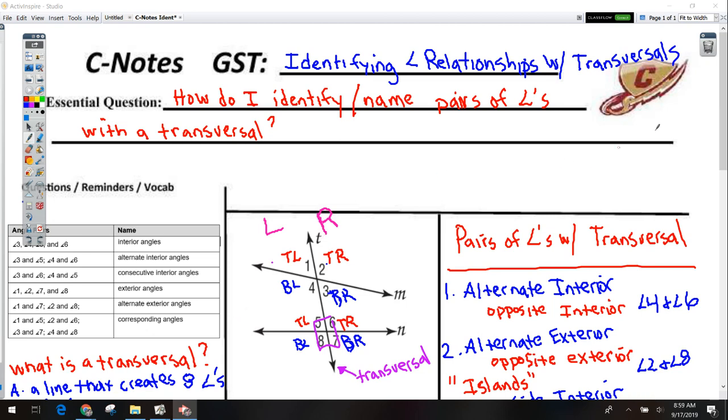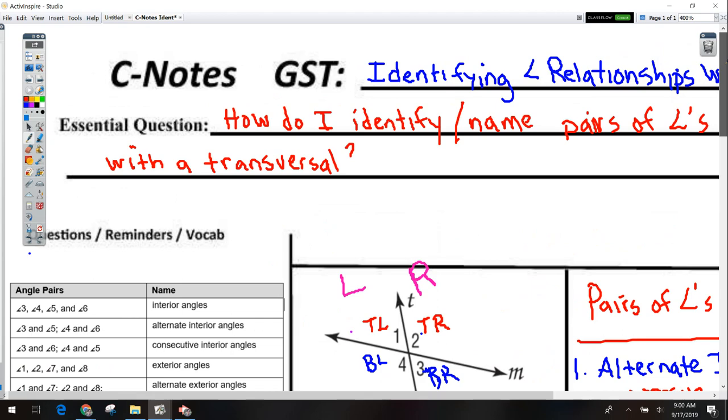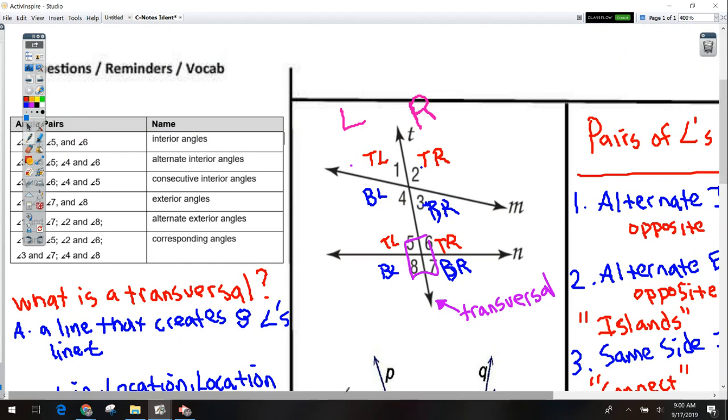All right, so the point of these notes is being able to identify angle relationships with transversals. In essence, we're just looking at different pairs, which come in groups of two, with a transversal. So the essential question is being able to identify and name the pair of angles with that transversal. So let's first look at a go-to illustration, a very common one.